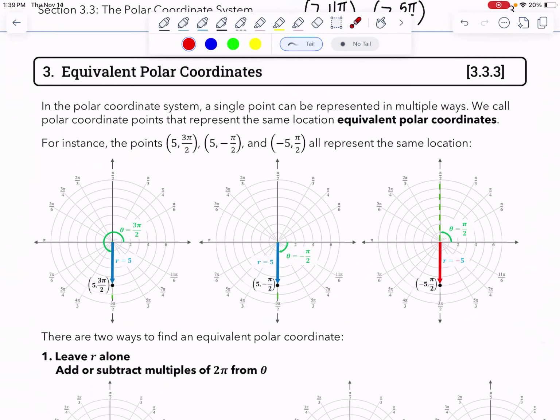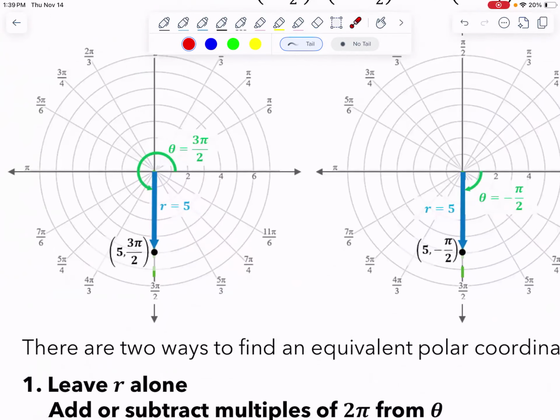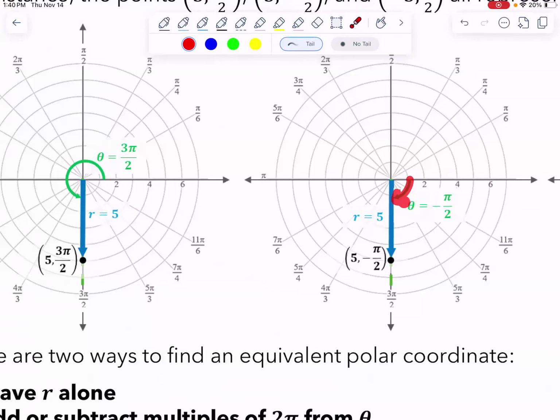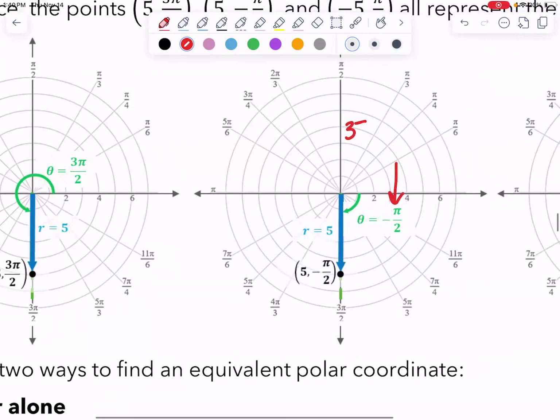The word equivalent, right? Math, it equals. And here's some quick examples down here with 5 and pi over 2 angles. So the point 5 comma 3 pi over 2, go to 3 pi over 2, go outward 5, ends up right here. This is the same thing as going, instead of going forward 3 pi over 2, going backwards negative pi over 2. I want to make a quick point here that this negative pi over 2 is going to be 3 pi over 2 minus 2 pi.